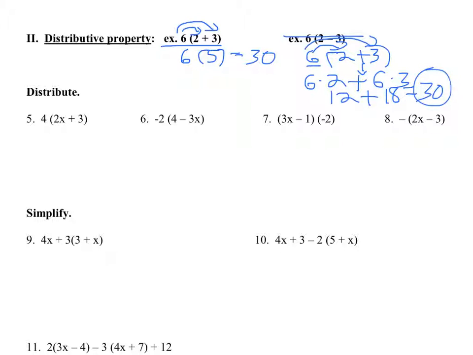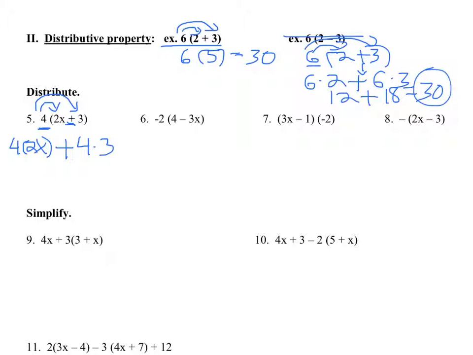So again, use your order of operations. The parentheses should stand out. You always want to get rid of those parentheses first. So number 5, we're going to distribute 4 to the 2x plus 3. So I'm going to put the little arrows. So when I do that, I'm going to have 4 times 2x. Then since this is a plus right there, I'm going to bring down the plus. And then I'm going to put the arrows. Then I'm going to have 4 times 3.